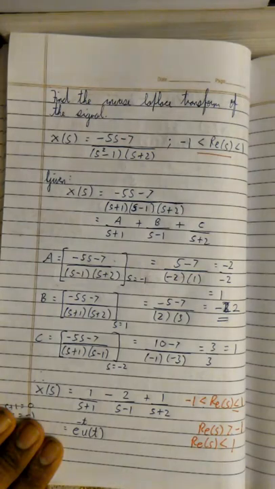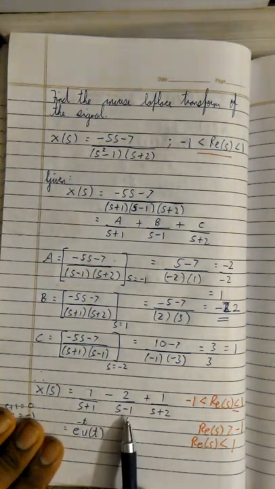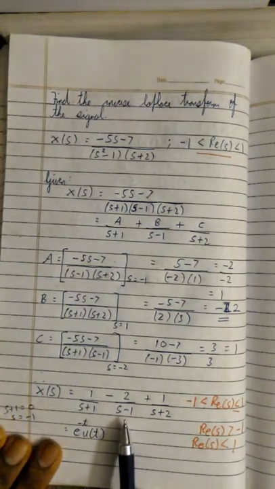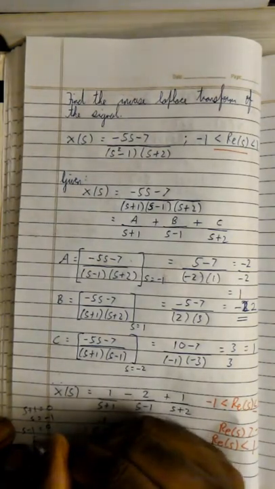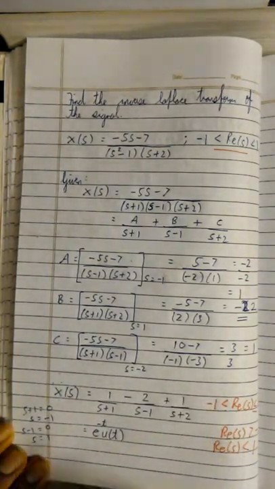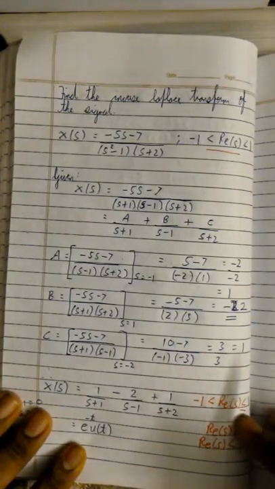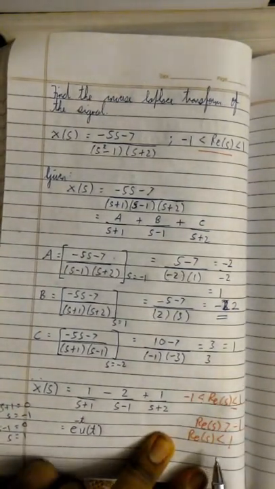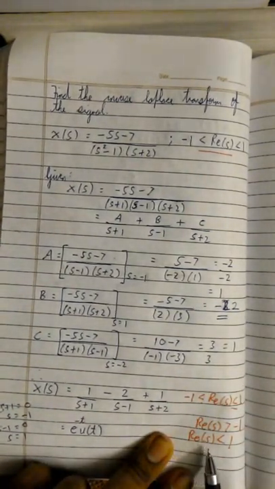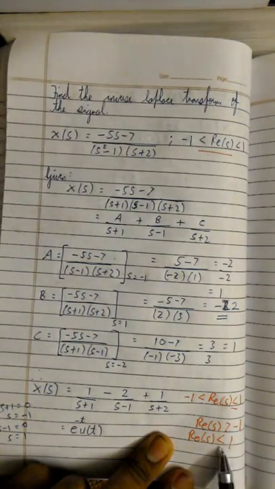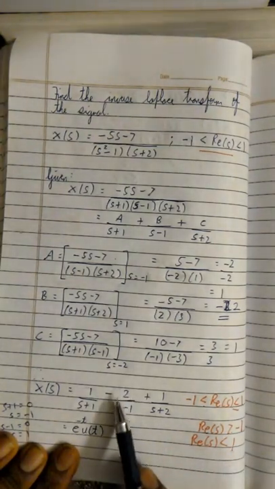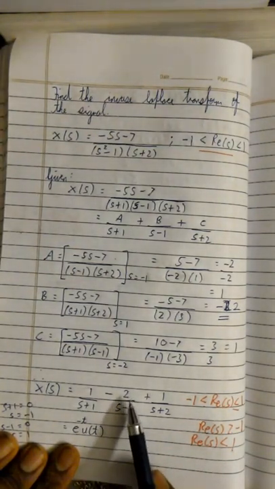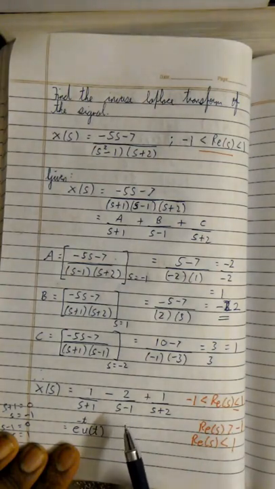Okay. Now let's look at the second term. Here the pole is s is equal to 1, because when s minus 1 is equal to 0, then the pole is 1. Now what did they say regarding that pole? It says that the real part of s is less than 1, which means that the second term is a left-sided signal.